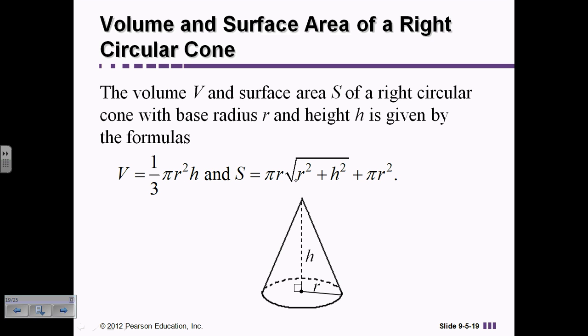For the surface area, we're doing pi r times the square root of r squared plus h squared. If you notice what you're doing here, r and h form a right triangle. So you're doing the Pythagorean theorem and you're figuring out the value of this side over here. And this side is what we call the slant height.